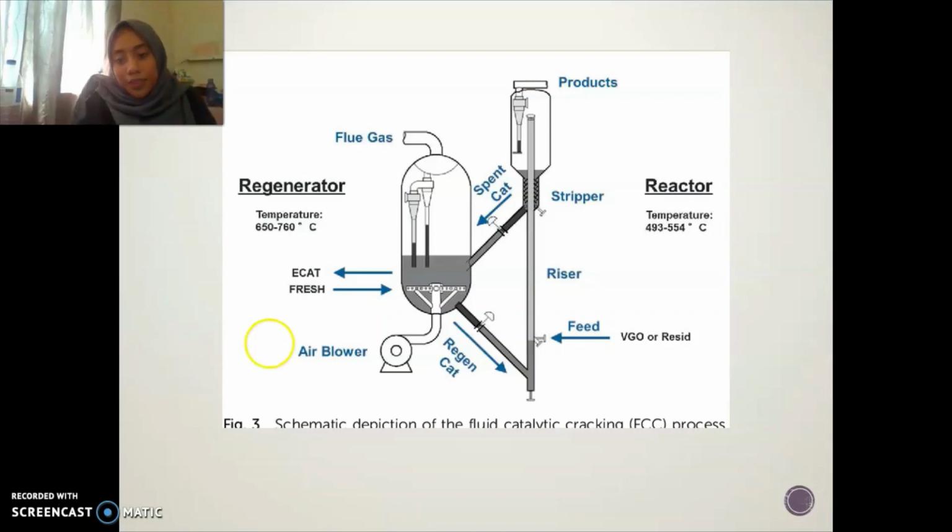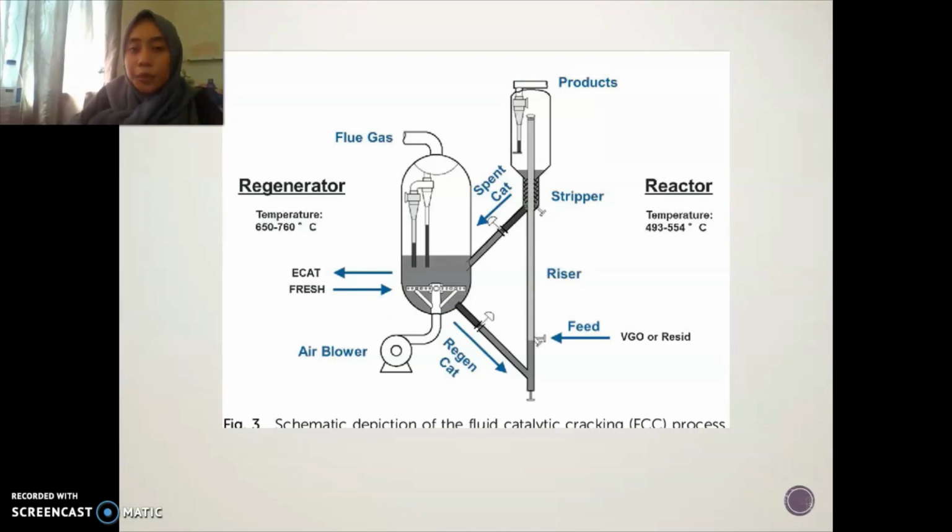So the process started from here. As you can see, the feed will mix with the catalyst at the bottom of the riser. This is the riser, okay? And the mixture of the catalyst and the feed will move up to the reactor through the riser. Okay, so here at the reactor is where the cracking process occurs, and it is an endothermic process.